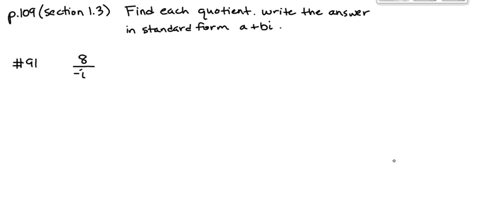Okay, this is problem number 91 from page 109, section 1.3 in the pre-calculus book, and we are asked to find each quotient. A quotient is typically a division problem. Write the answer in standard form a plus bi. So we have seen that we don't really have a division process for complex numbers. Instead, all we're really going to do is some kind of algebraic technique that allows us to change the form of this expression and put it into standard form.